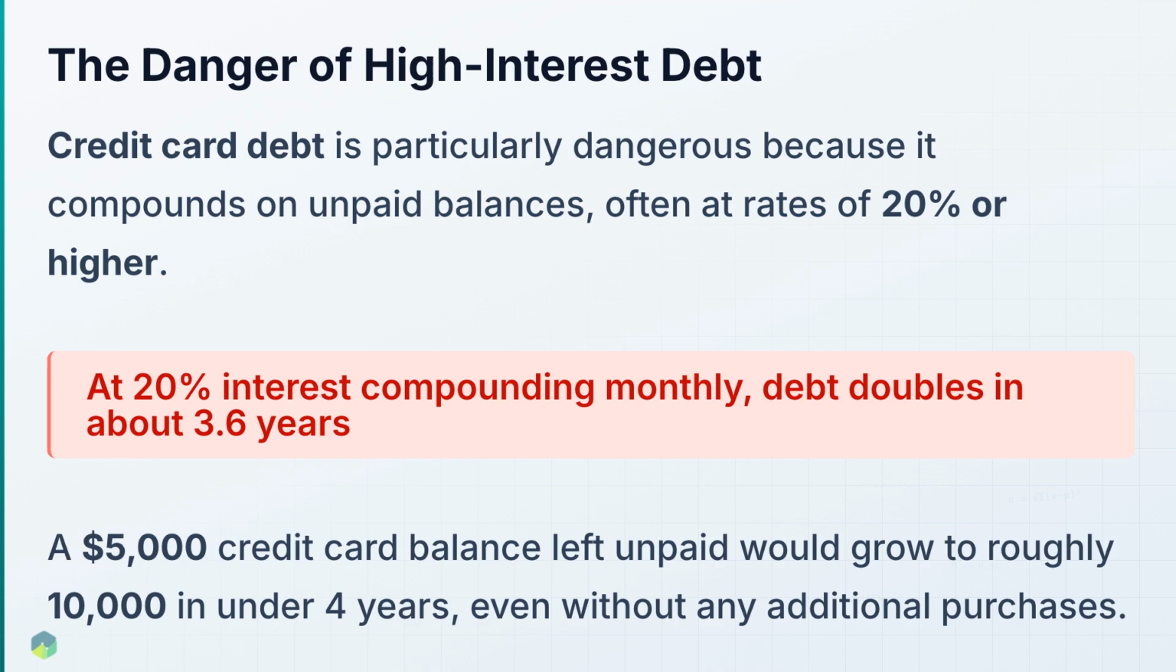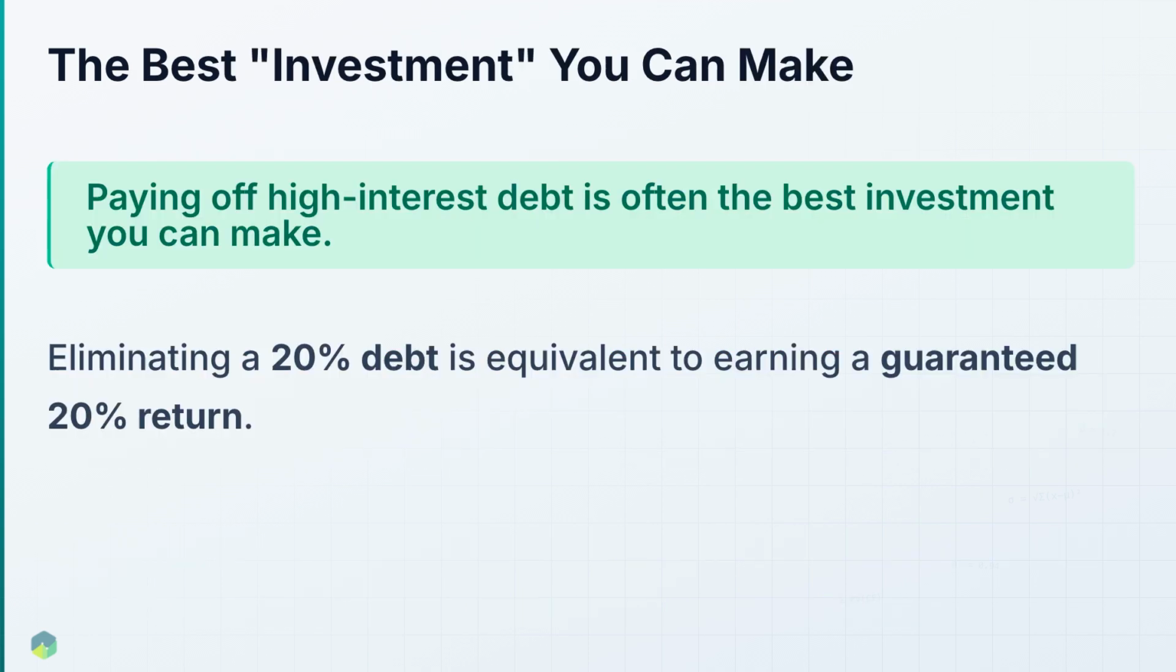Using the Rule of 72, at 20% interest compounding monthly, debt doubles in about 3.6 years. A $5,000 credit card balance left unpaid would grow to roughly $10,000 in under 4 years, even without any additional purchases. This is why paying off high-interest debt is often the best investment you can make. Think about it. Eliminating a 20% debt is equivalent to earning a guaranteed 20% return. No investment in the stock market can guarantee that.